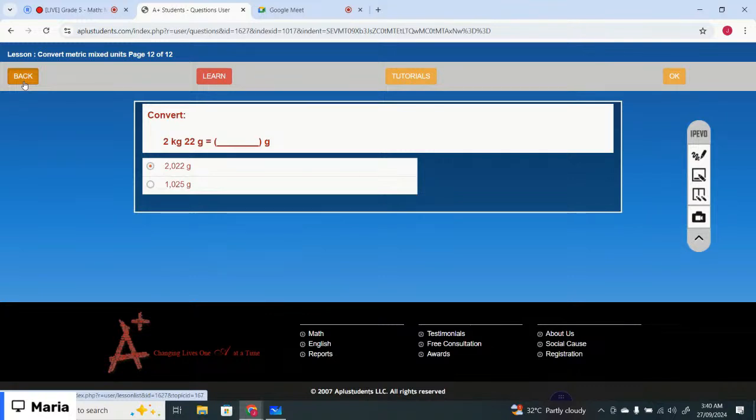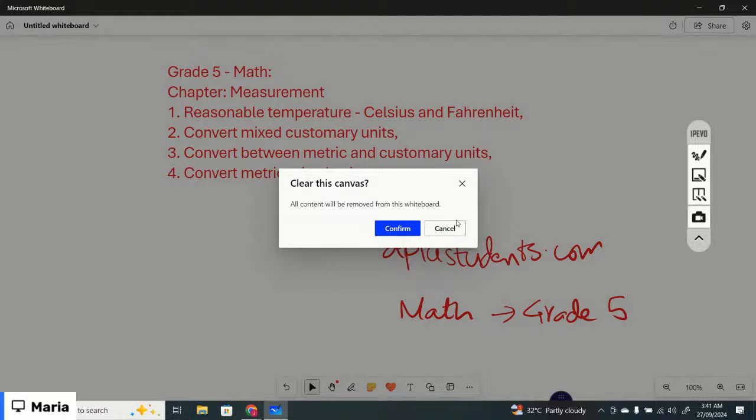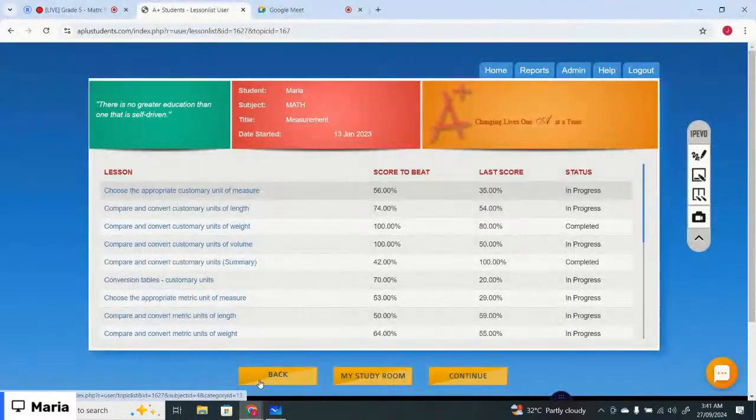So we were working on grade 5 math. The chapter we were working on is measurement. And the lessons we have covered today are reasonable temperature, Celsius and Fahrenheit, convert mixed customary units, convert between metric and customary units, and convert metric mixed units. So please make sure before the next session you complete all the practice questions for the lessons we just did. That is your homework until next session, right?